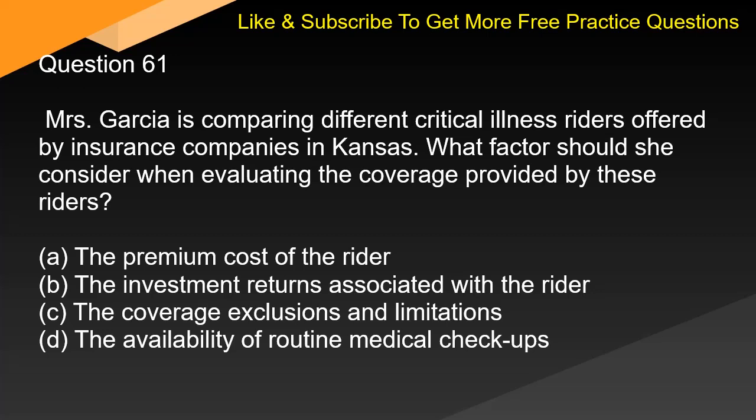Question 61. Mrs. Garcia is comparing different critical illness riders offered by insurance companies in Kansas. What factors should she consider when evaluating the coverage provided by these riders? A. The premium cost of the rider. B. The investment returns associated with the rider. C. The coverage exclusions and limitations. D. The availability of routine medical checkups.